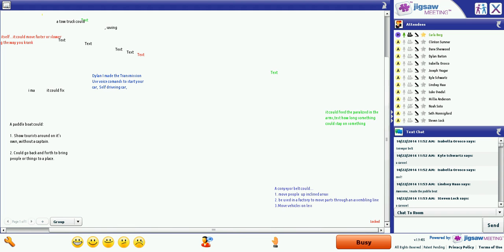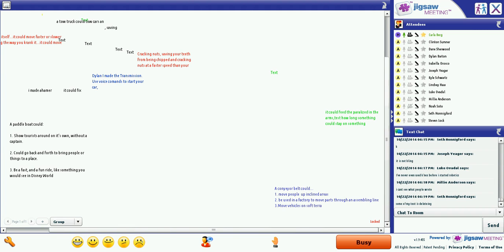Okay, Millie just wrote that she can't see what people are writing. What I want you guys to do if you're having that problem is look at the bottom left-hand side of your whiteboard. It should say page 1 of 1. Then next to that, there should be a drop-down box that says group. I'm not sure why it is saying locked. I have your erasers locked so no one can erase what we have up there.